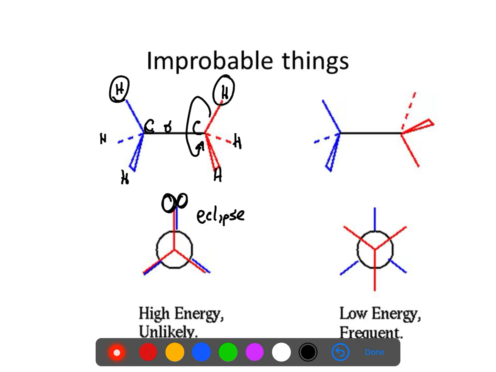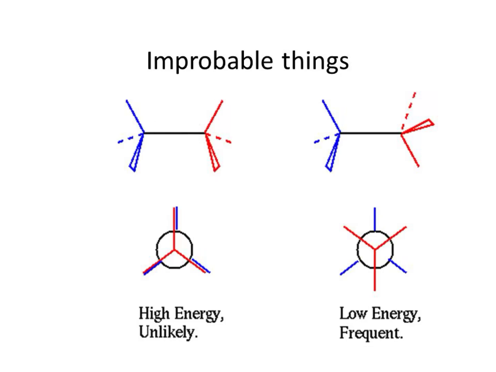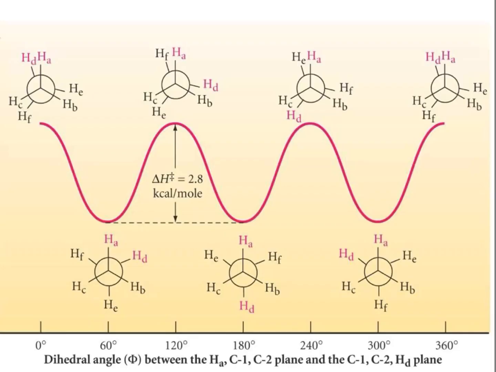Whereas if you were to continue to rotate this bond another 60 degrees, you create what's called a staggered relationship, and then the charge clouds on the hydrogens no longer interact with each other, and that gives you a low energy state.